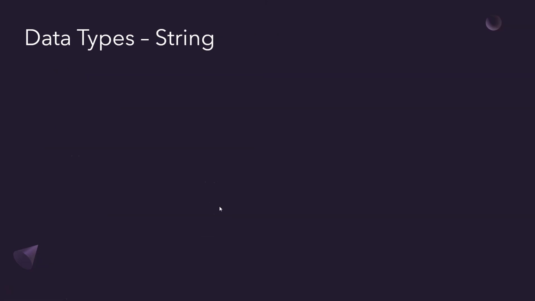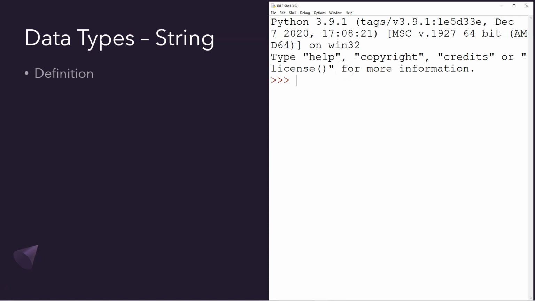Next is the data type string. A string data type is defined simply by assigning the value of a string. For example, I say fruit equal to apple. Here I am defining a variable fruit and assigning the value apple. If I say print, I will get that value returned. So here we have defined a string.